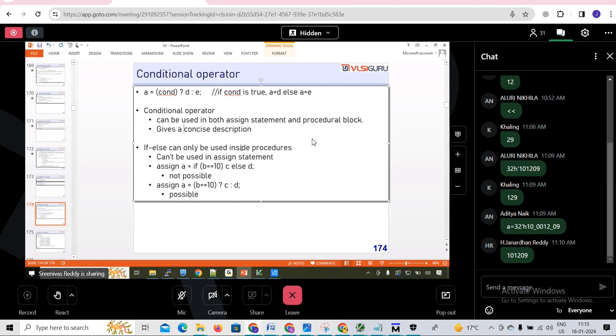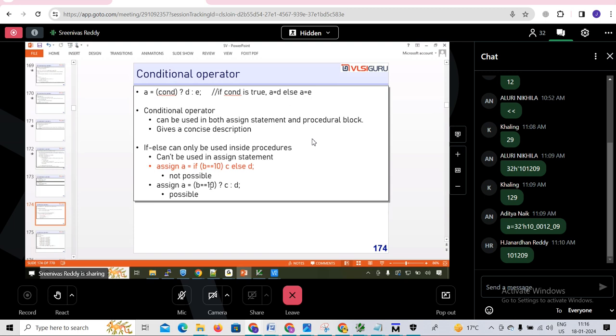If else can only be used in procedures, it can't be used in assign statements. Assign A, this is not possible. Assign A equal to if B equal to 0, C else D. It is not possible in assign, because in an assign we cannot use an if else statement. Whereas this is possible. Clear? So which one will you prefer?